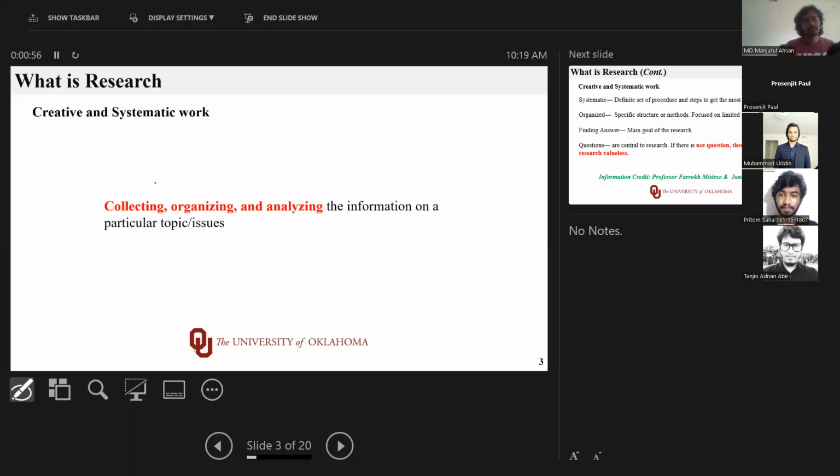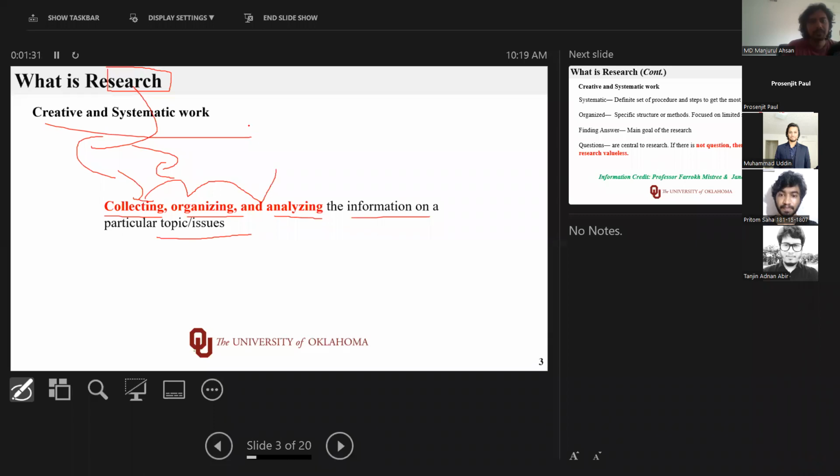So what is research? This is actually a creative and systematic work. In research, you have some tasks like collecting, organizing, and analyzing the information for a particular topic or a particular issue. So this is how research works. Basically, the stuff is already in the system. So you will do the search again and again, and you will collect the information, organize it, analyze it, and finally it becomes research. So this is something you need to know.